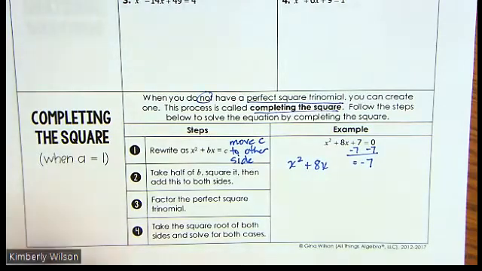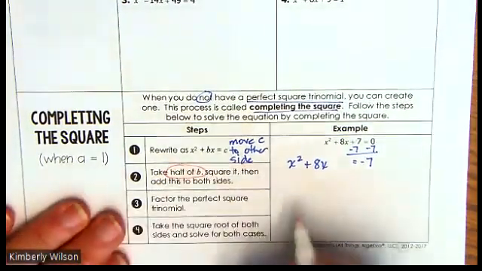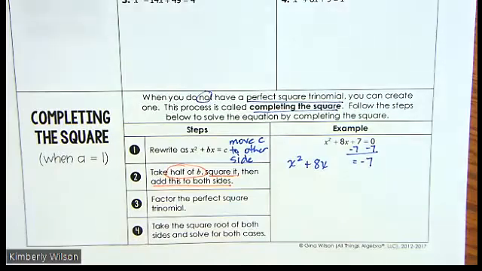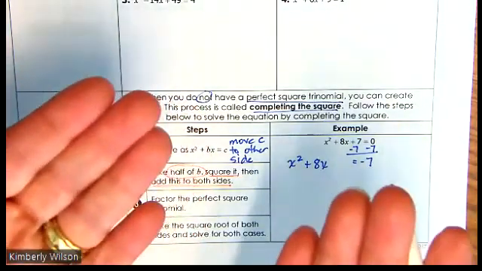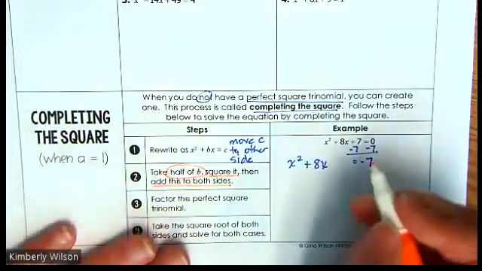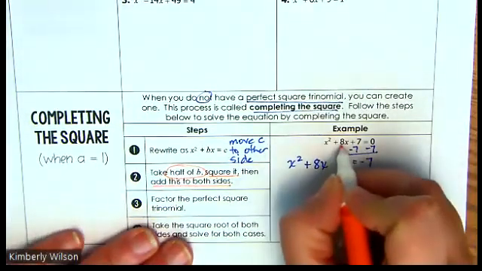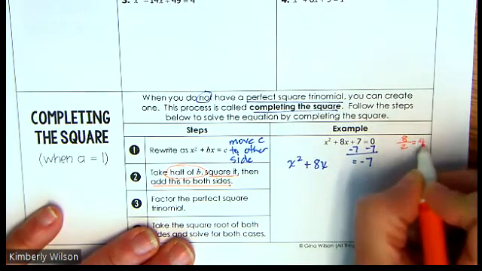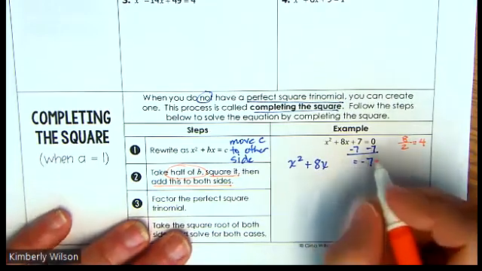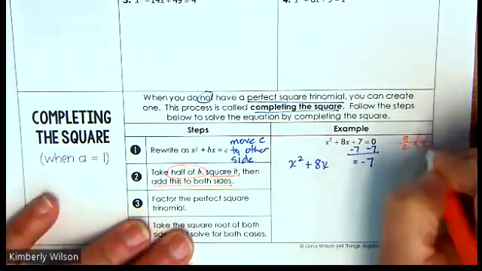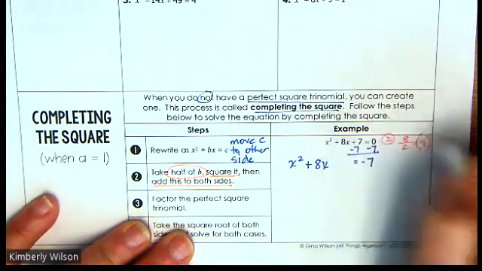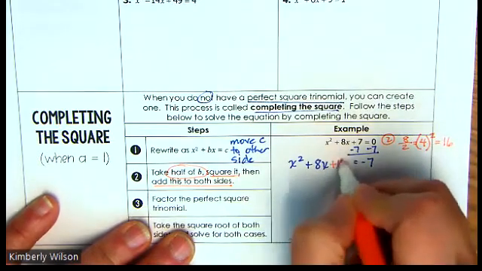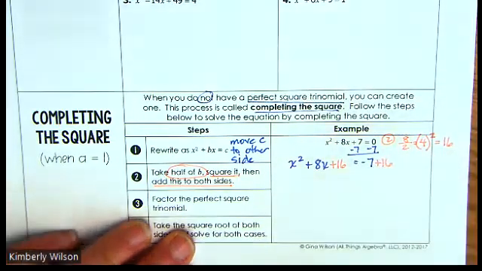Step 2, take half of b, square it, then add to both sides, because remember we have to keep the equation balanced. If I don't, my ship sinks. Okay, so I've got half of 8. So I'm going to divide. So I have 8 divided by 2, which is 4. And then I have to square it. So this is step 2. I did half of 8. Now I have to square it, which equals 16. So I'm going to add 16 to both sides.